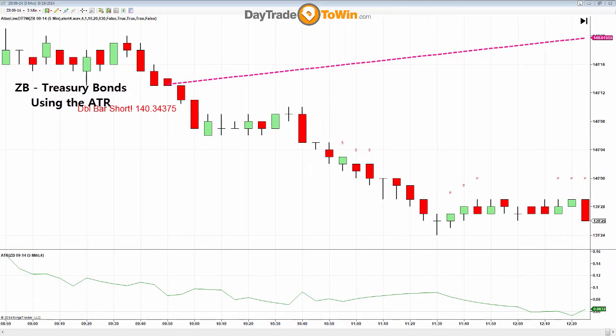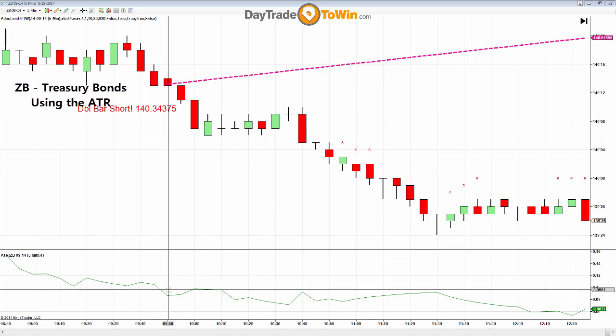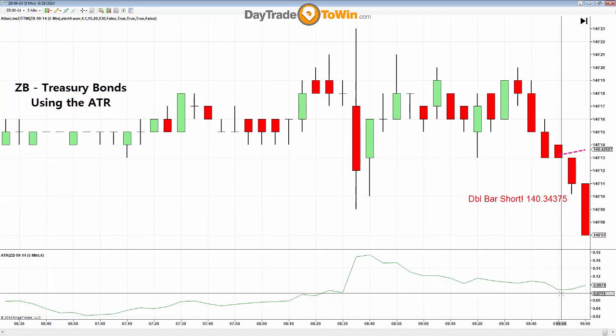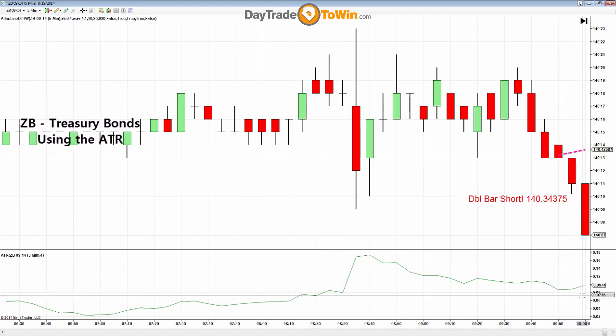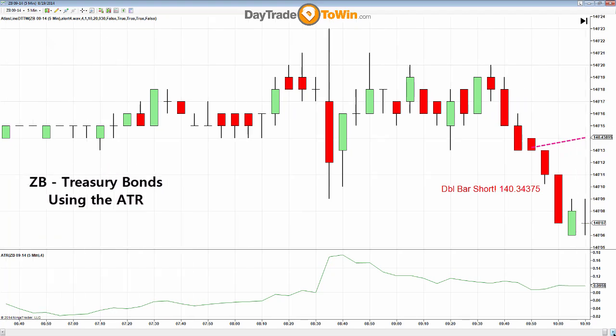Let's take a look at the bonds, looking at the ZB, which is the Treasury bonds. Using the Atlas line, this was a short entry at 140. Now, as this moves down and down and down, the ATR, as it's displayed, shows the tick value or the corresponding current conditions as 0.0974 and 0.0965. So how do we relate the ATR, the average true range, to the bonds?